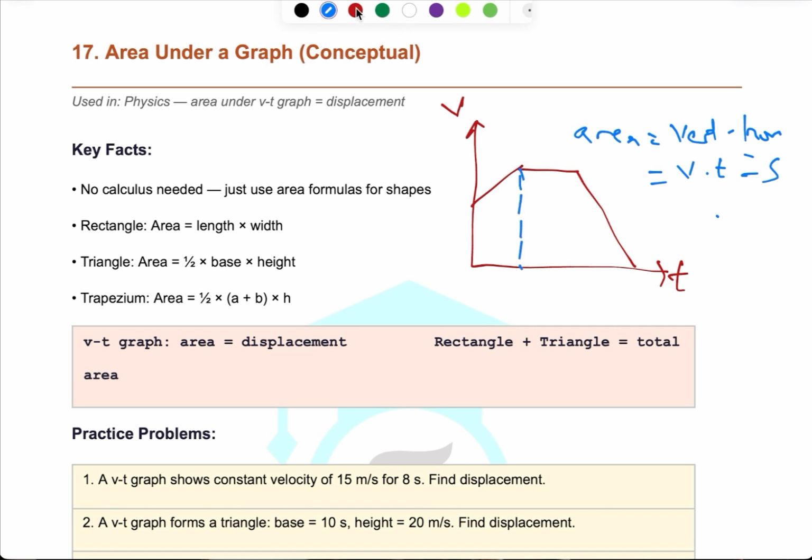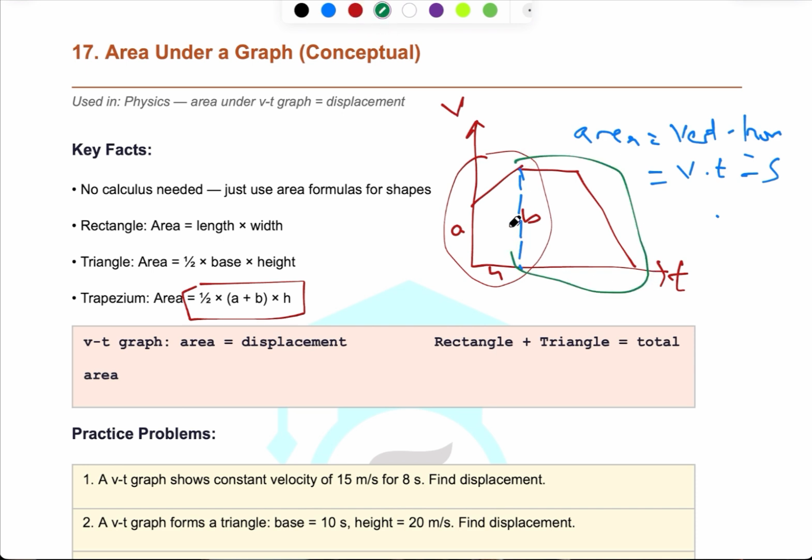When you look at this thing I just broke down, this is a trapezium. So whatever this place will be your A, this place will be your B, and whatever this place is going to be your height. So the area of a trapezium is 1/2 (A plus B) times height. And you can see that the other part as well is also another trapezium. So you find the area as well. When you are done, you can add the two results together and you will be able to find your total displacement for the journey.